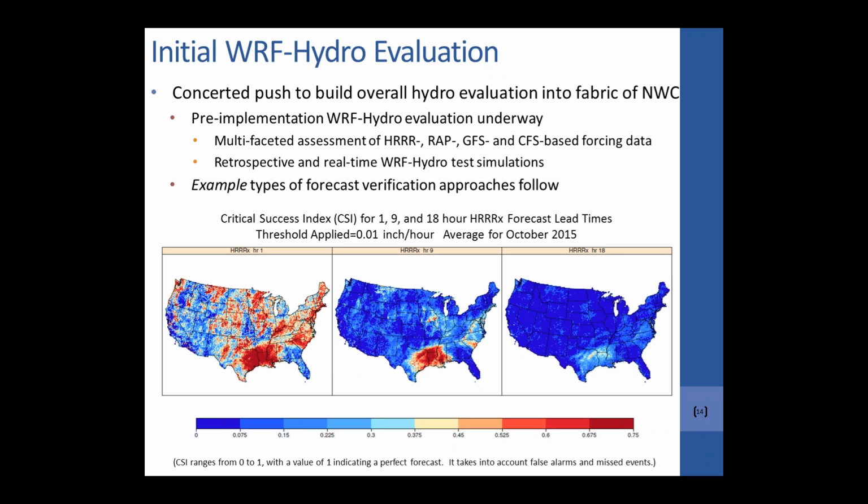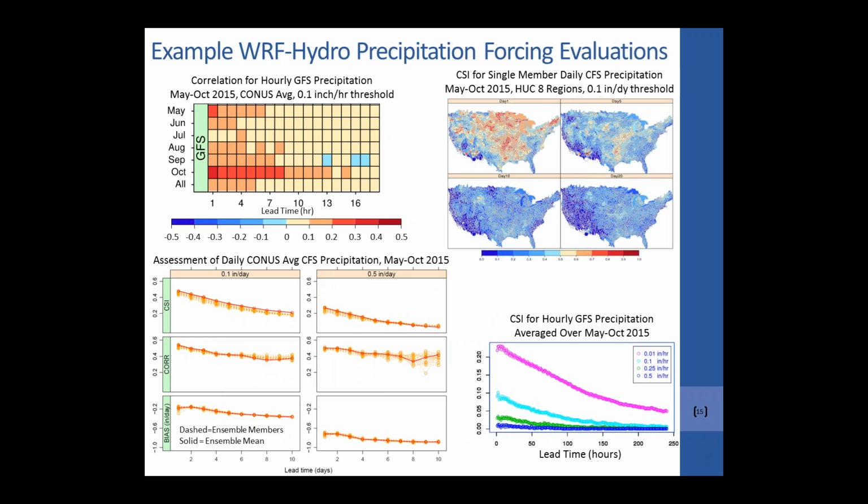So here we have the critical success index, which is a categorical measure that other entities within the Weather Service use, such as WPC, to assess precip forecasts. And here we just have a distributed plot across the CONUS of the HER precip skill for hours 1, 9, and 18. Moving on, we have several other ways we can look at the precip forecasts.